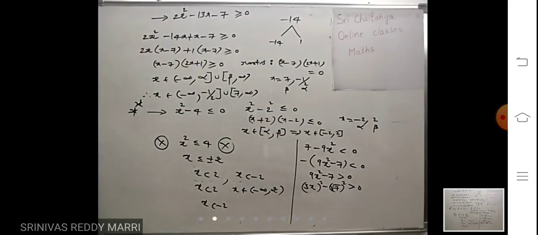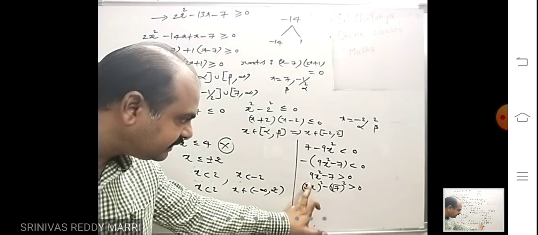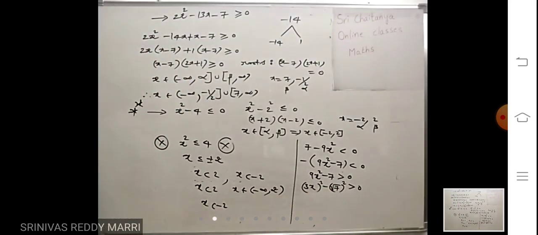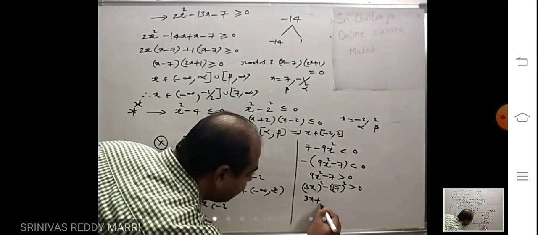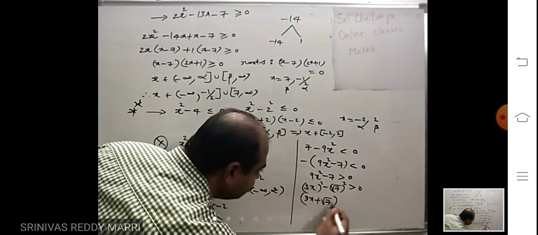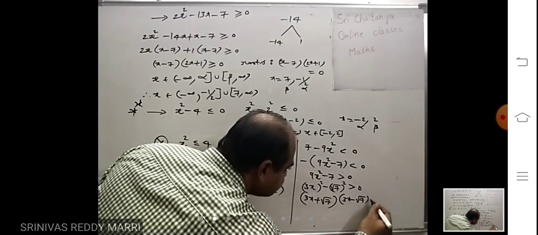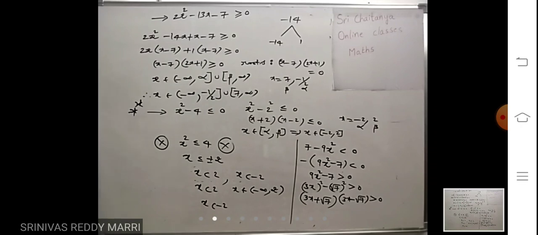Right? Just write perfect square. This 9x square is 3x whole square. 7 is nothing but root 7 whole square. Now a square minus b square: 3x plus root 7 into 3x minus root 7 greater than 0.